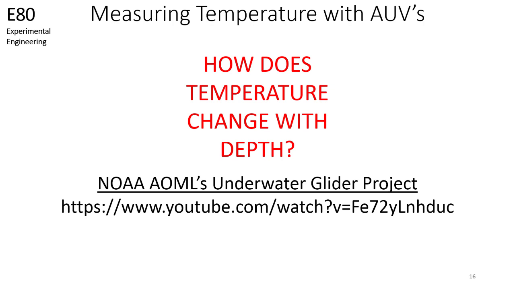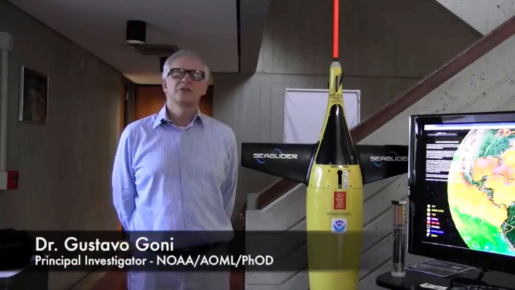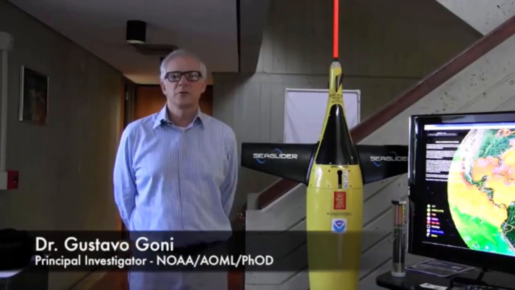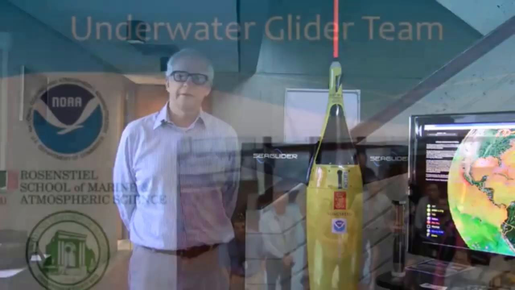So, how is the change of ocean temperature with depth measured and monitored? Well, a team at the National Oceanic and Atmospheric Administration is using autonomous underwater gliders to do this. Hello, we're here today to talk about the new underwater glider project that we have at NOAA AOML.